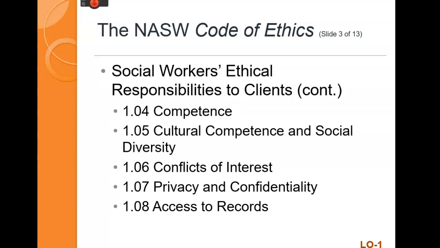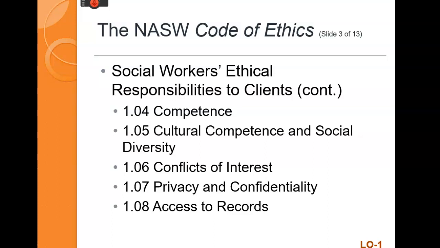We have other types of ethical responsibilities. They include competence, again, making sure that we're practicing competently. We're utilizing skills in which we've been educated and trained, making sure that we're competently within our scope of practice when we are working with our clients.